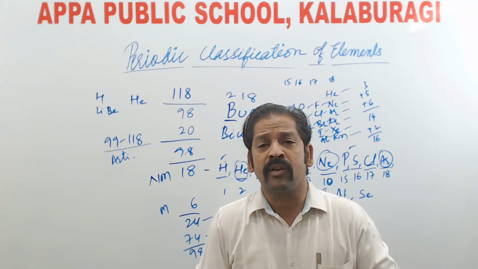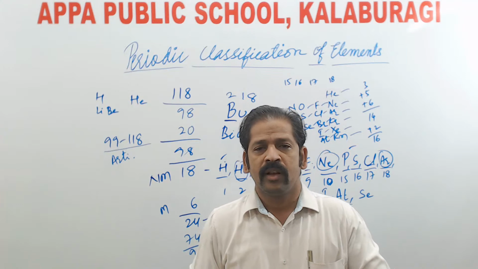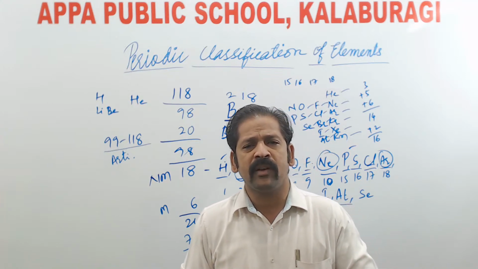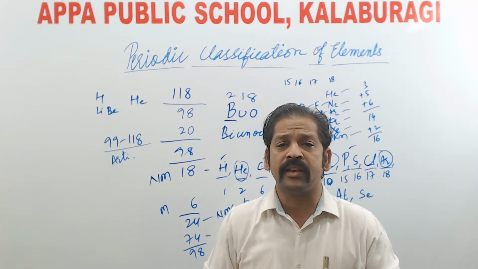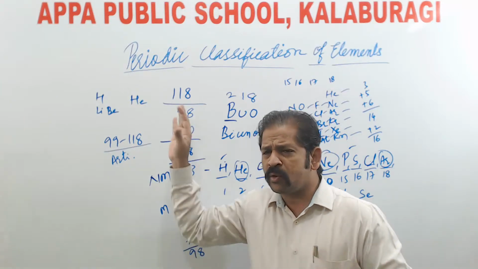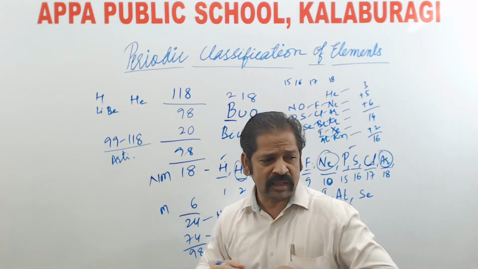Arrangement of electrons in the shells and subshells. That is called electronic configuration. We'll see all those things. What are these shells and subshells? I told about shells last time.